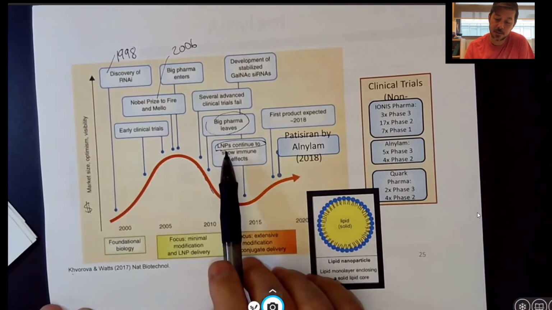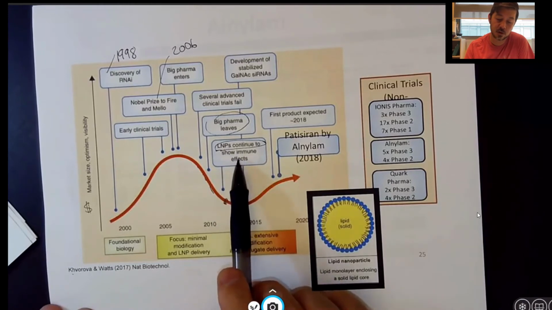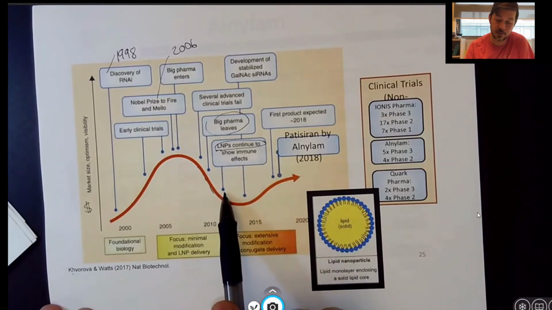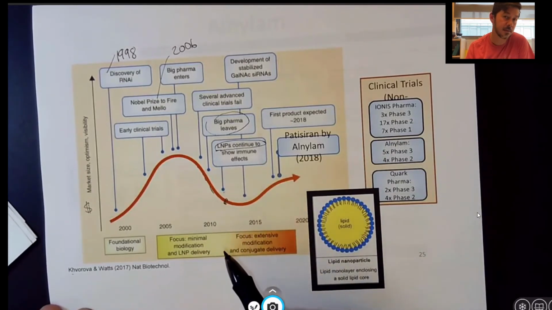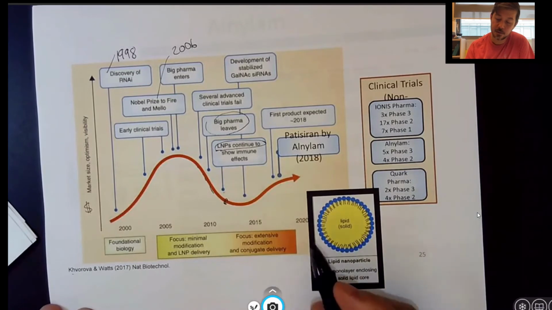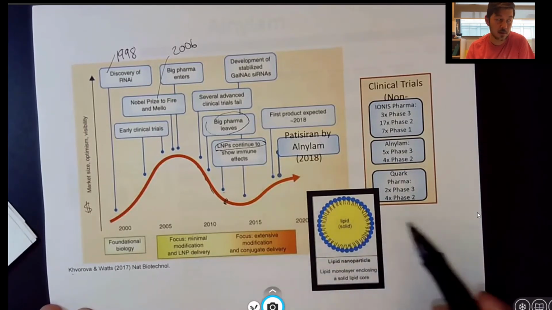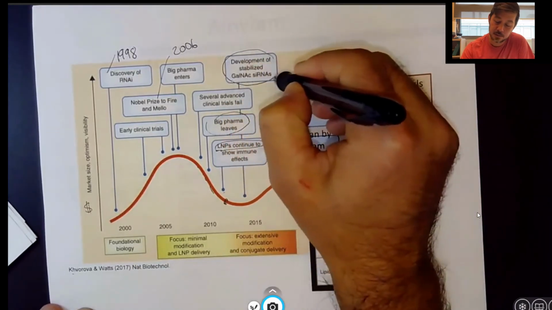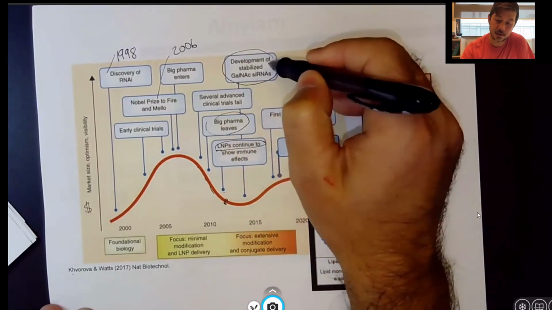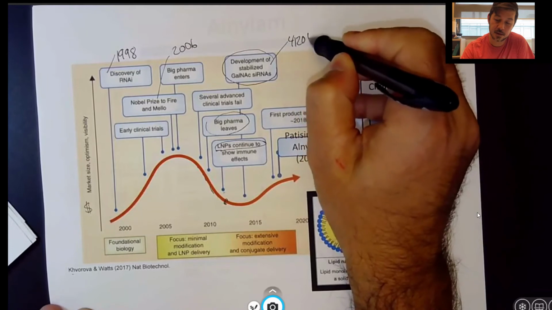So these lipid nanoparticles unfortunately showed immune effects until 2011, 2012. So they weren't properly being utilized in the body. So some modifications to these lipid nanoparticles and delivery system. We'll talk about this molecule here called GalNAc siRNA in the next class.